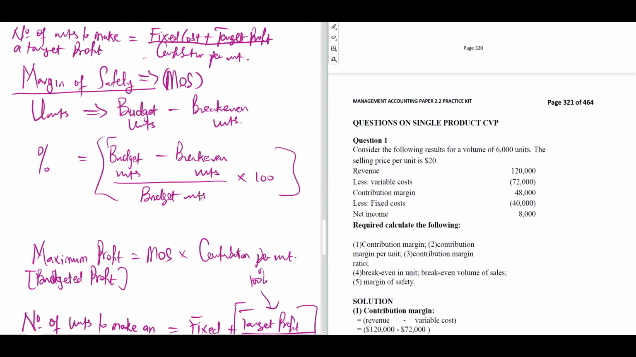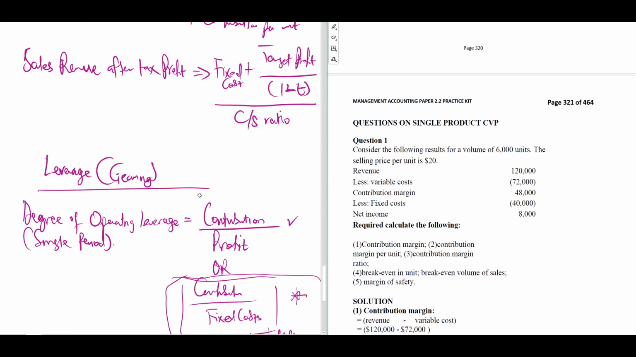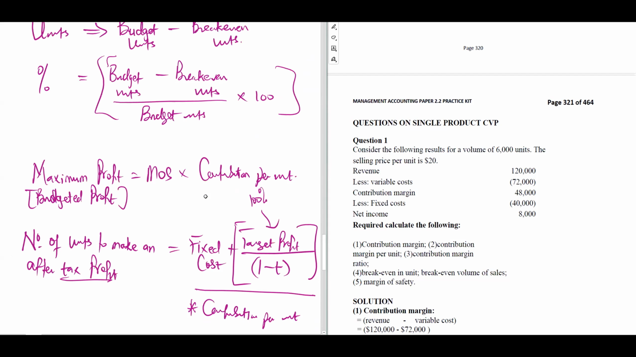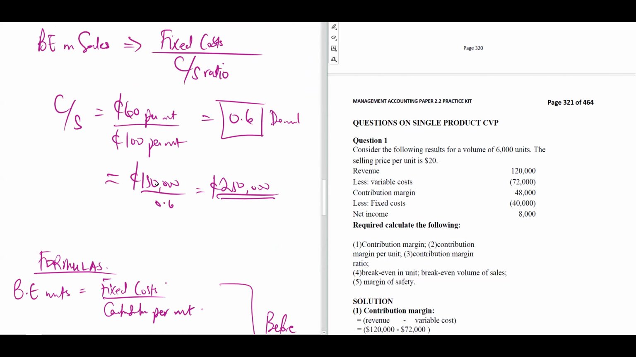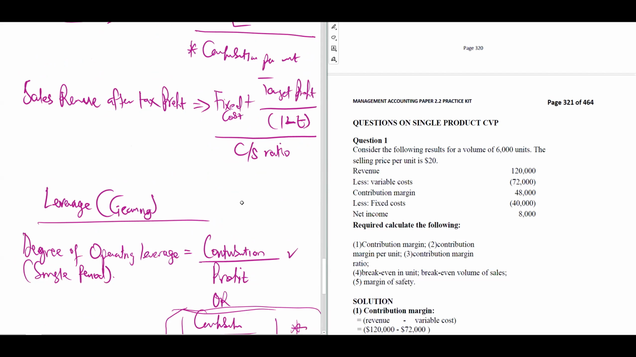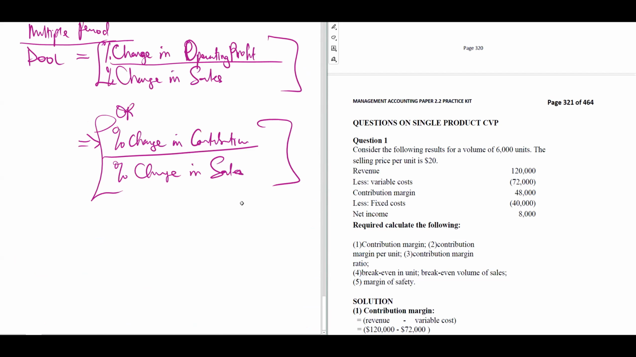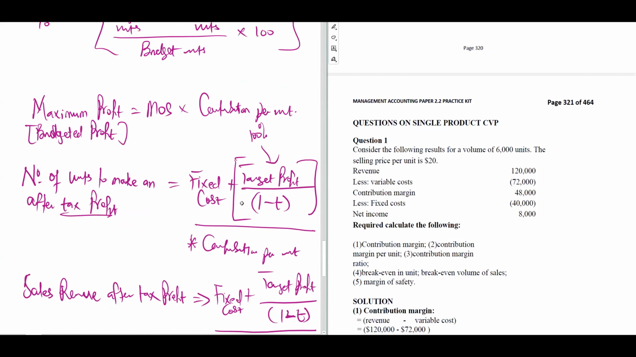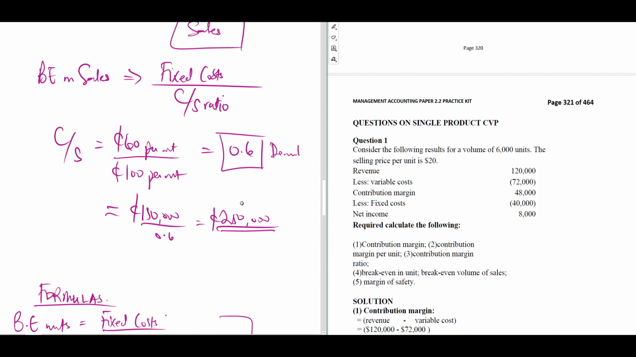Have you put all the formulas down? If you have, let's take some questions and then you get used to it. CVP is management accounting, but I'm giving you the shortest approach to deal with CVP. After that, we'll look at how to deal with multiple products, and then how to deal with limiting factor decisions.